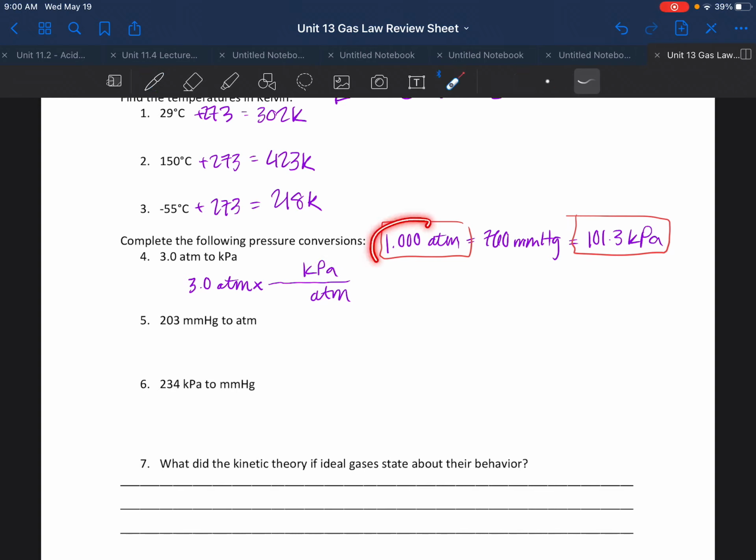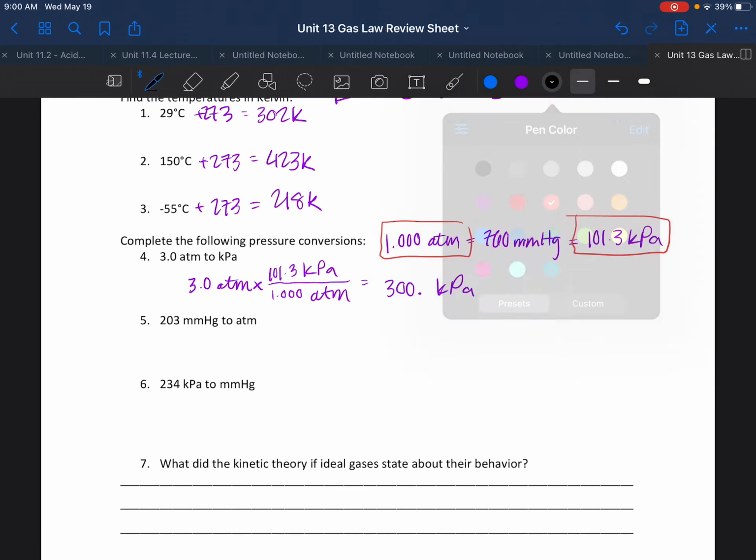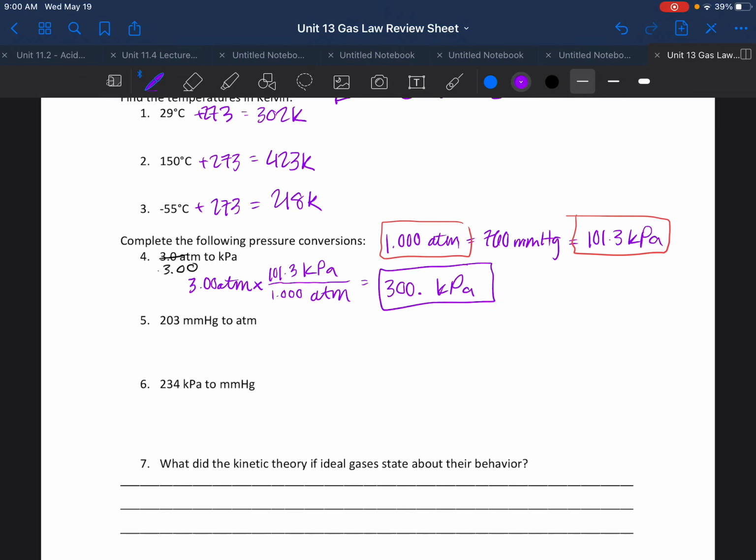The last thing you have to do is bring the numbers down with the units. So what you're going to end up having is for every 1 atm, there's 101.3 kPa. If you take 3 times 101.3, you get 300 kPa. So my mistake here is I accidentally had a typo. So really this 3.0 should be 3.00 atm. So I'm going to fix that here. The reason being is I want to make sure that my sig figs are held throughout the conversion. This answer gives us 3 sig figs.